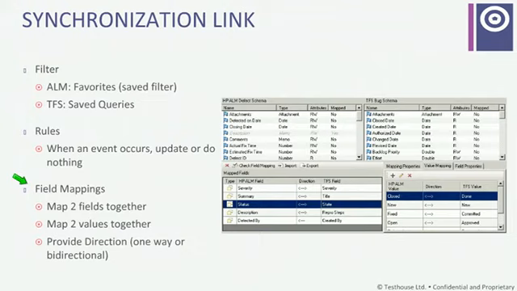And the most important part of this synchronization link is a field mapping. So when you create or when you update something, let's say on ALM, when you update the title or the description field, or when you add an attachment, where does it go on the other hand? So where does it go in TFS? So you need to specify this mapping, and so you need to map two fields together.